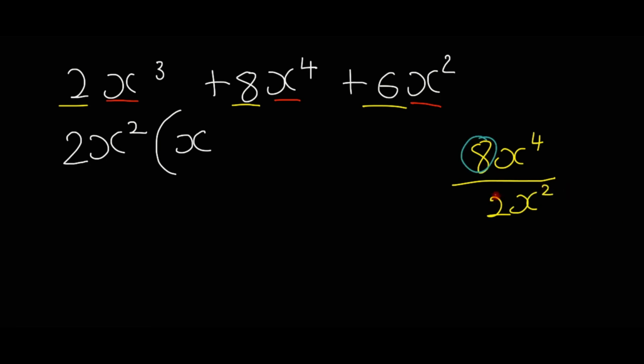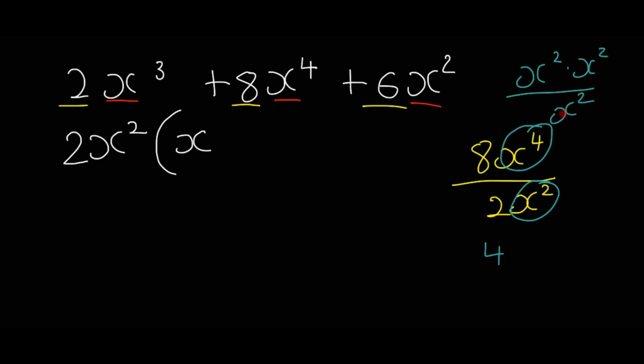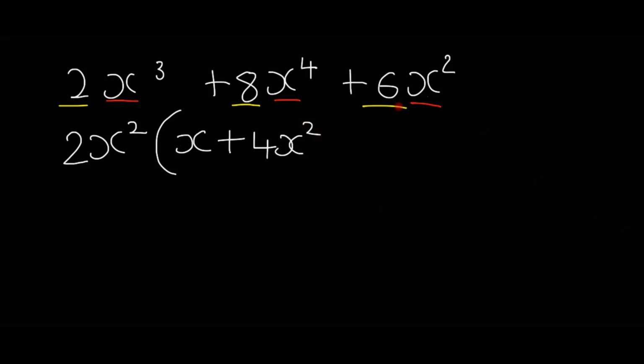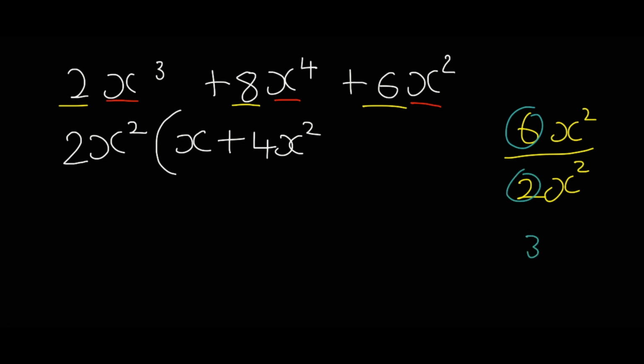So 8 divided by 2 equals 4, and then x to the power 4 divided by x squared equals x squared, because this is like x squared times x squared divided by x squared, and then x squared and x squared cancel. So here we remain with 4x squared, and then we do the same thing for this one, which is 6x squared. So 6x squared divided by 2x squared. So 6 divided by 2 equals 3, and then x squared and x squared cancel. So here we remain with 3, and then this is our answer.